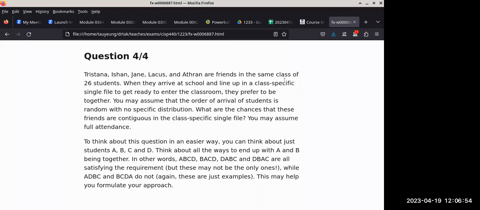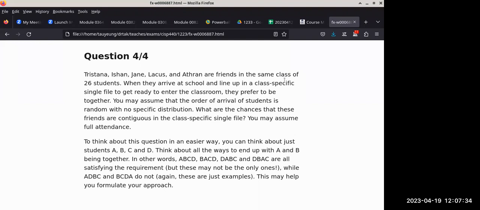You may assume that the order of arrival of students is random with no specific distribution. Normally, when people arrive, there's a certain distribution called the Poisson distribution, if you understand the statistics part of it, but we assume that it's all random. What are the chances that these friends are contiguous? In other words, they are together as a group of 5 people in the class-specific single file. You may assume full attendance, in other words, do not assume anyone is absent. The class has 26 students and they're all arriving in random order.